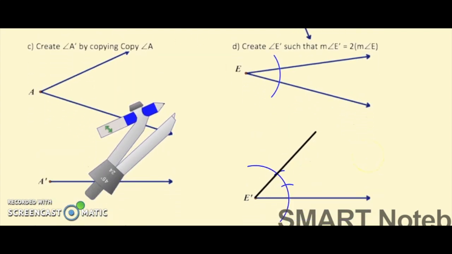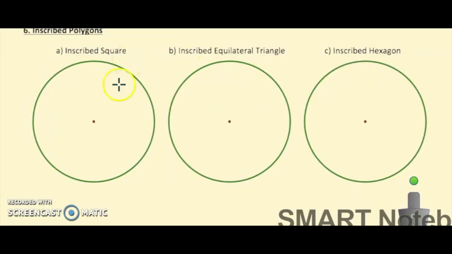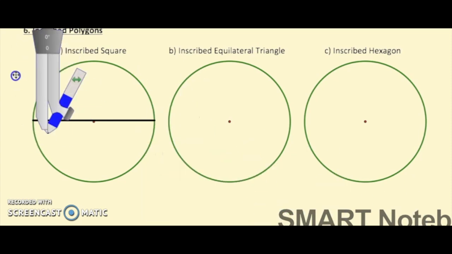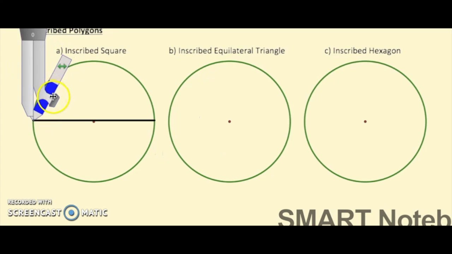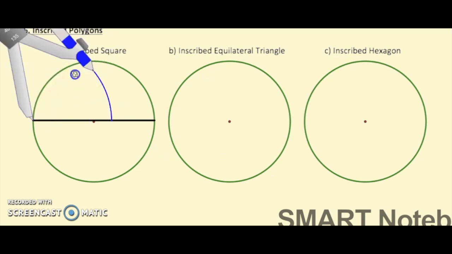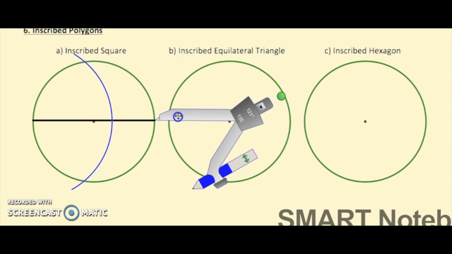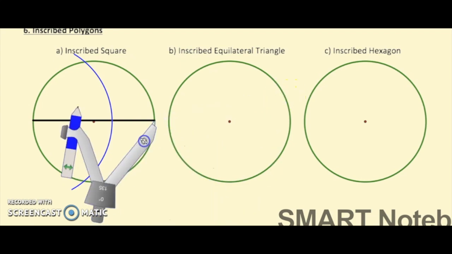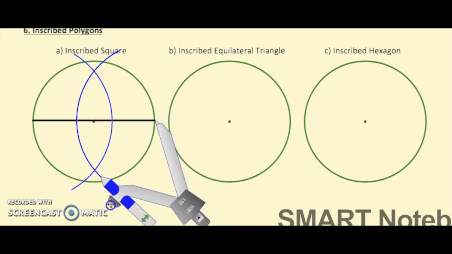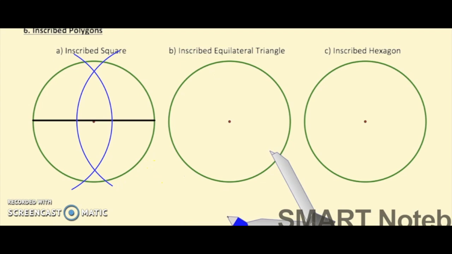Next up, we have our circle constructions, and these have been very popular on the Regents. So starting with an inscribed square, we're going to draw a diameter, and then we are going to bisect that diameter because we know a square will have 90-degree angles, it will have perpendicular diagonals, and it will have congruent diagonals. So I am drawing an arc from one side, making sure it's open more than halfway, drawing an arc from the other side, making sure my compass is open more than halfway.